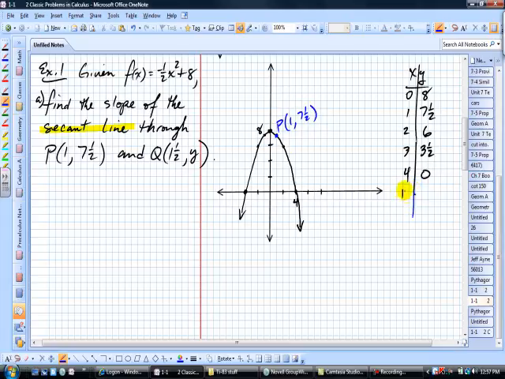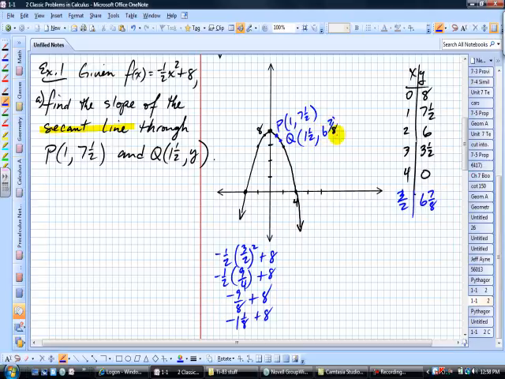So you're going to have to substitute 1.5 in. And 1.5 is 3/2. So I need to evaluate negative 1/2 times 3/2 squared plus 8. So it's negative 1/2 times 9/4 plus 8. That's negative 9/8 plus 8. That's negative 1 1/8 plus 8. And 8 subtract 1 is 7 minus 1/8 is 6 7/8. So I go right 1.5, up to 6 7/8. There's Q. At 1.5, 6 7/8.